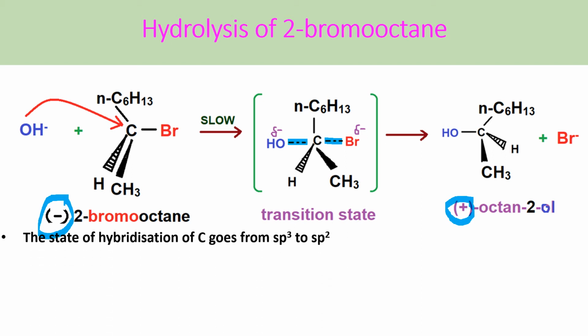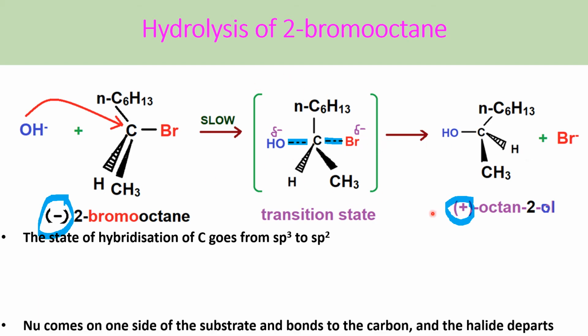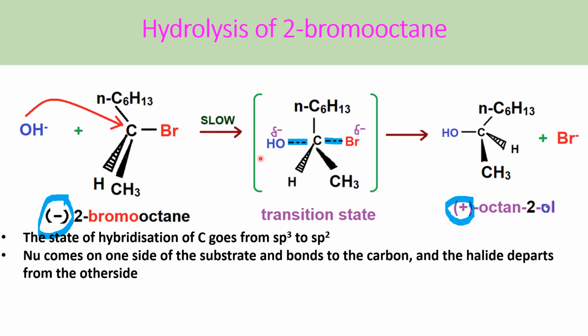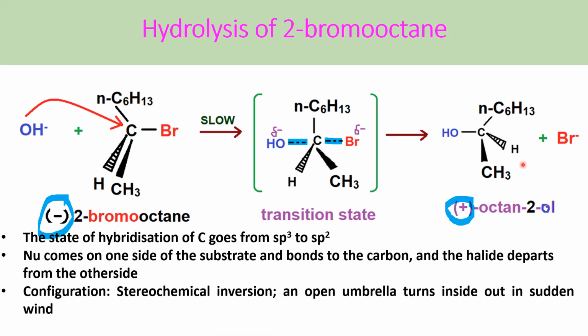The state of hybridization of carbon goes from sp3 to sp2. The nucleophile comes on one side of the substrate and bonds to the carbon, and the halide ion departs from the other side. So the configuration undergoes an inversion, that is stereochemical inversion.